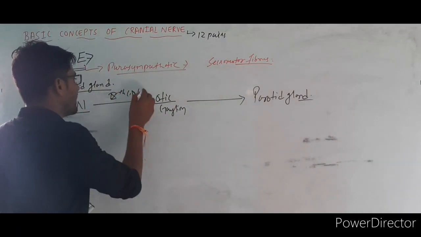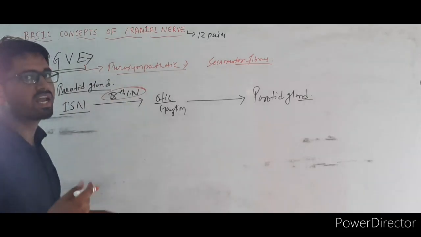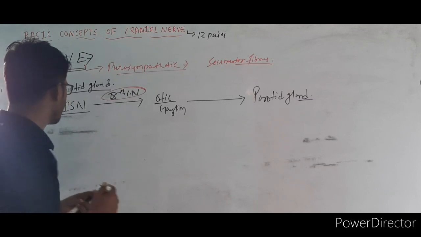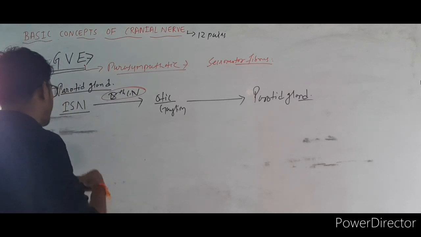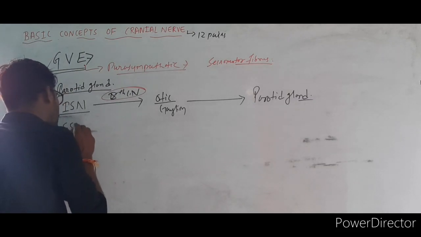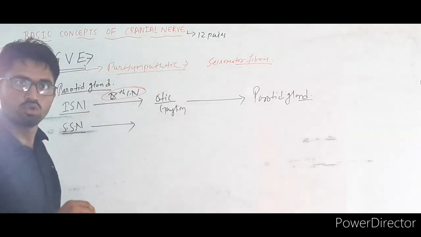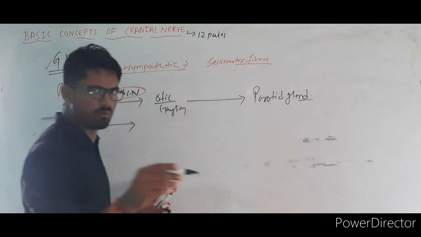So what I ultimately want to tell you is that whenever we talk about the ninth cranial nerve, we can use this. Now, one thing is the superior salivary nucleus. From here, what will happen? It supplies the mandibular gland.